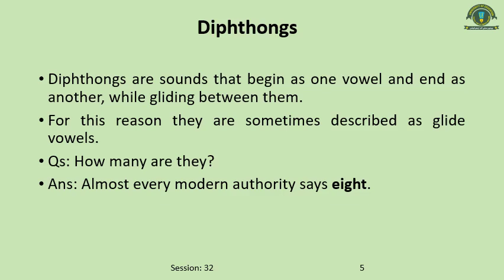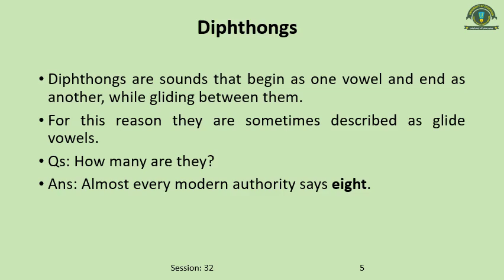This is the same case, while gliding between them. Diphthongs are sounds that begin as one vowel and end as another, while gliding between them. So there is a glide, in fact. These are gliding sounds. This is what you have to remember. So that's why, for this particular reason, they are described as glide vowels. So the simple outcome is, what are diphthongs? And the technical answer is, they are glide vowels.